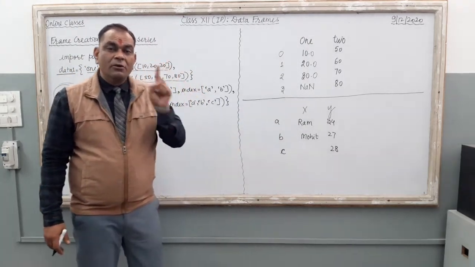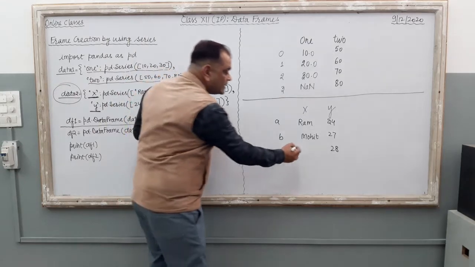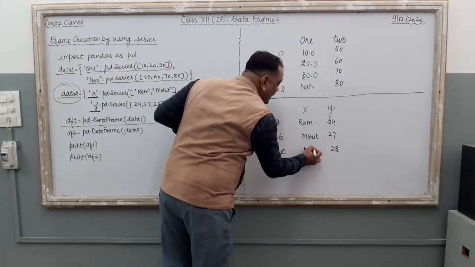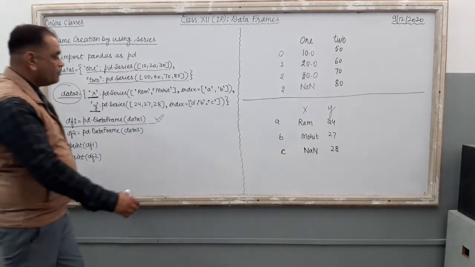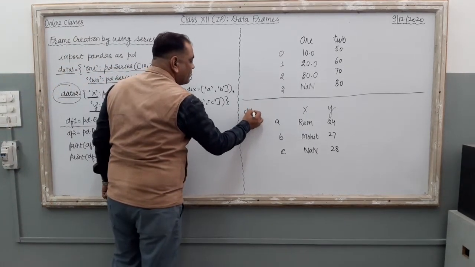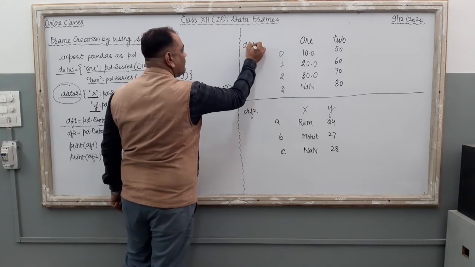Now just match the column. किसी भी column की value अगर खाली रह जाती है तो आपको क्या करना है? Just put NaN at that particular point. Right? This is the output of data frame 2. This is the output of data frame 1.